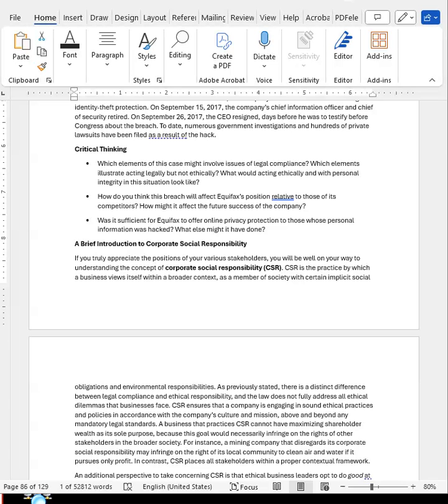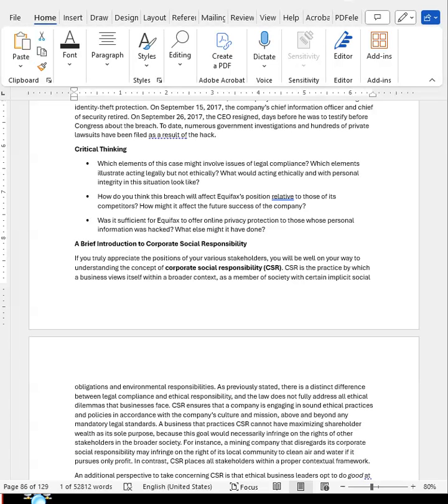Critical thinking. Which elements of this case might involve issues of legal compliance? Which elements illustrate acting legally but not ethically? What would acting ethically and with personal integrity in this situation look like? How do you think this breach will affect Equifax's position relative to those of its competitors? How might it affect the future success of the company? Was it sufficient for Equifax to offer online privacy protection to those whose personal information was hacked? What else might it have done?